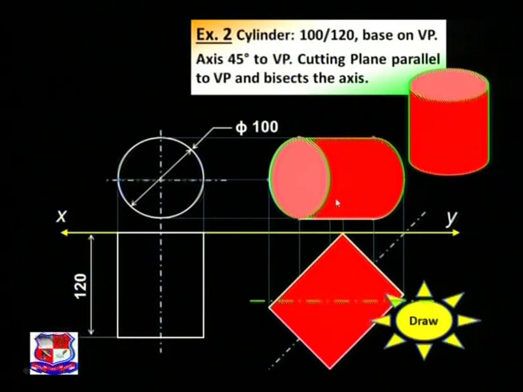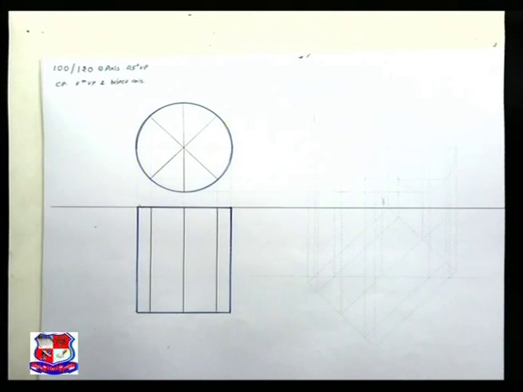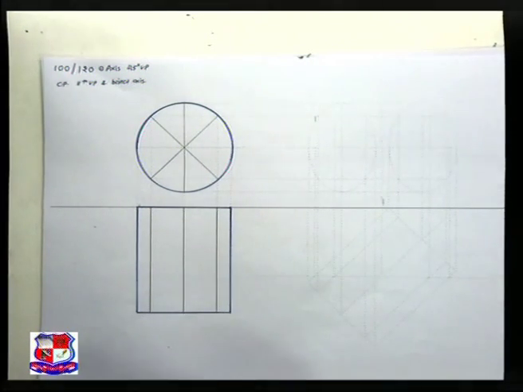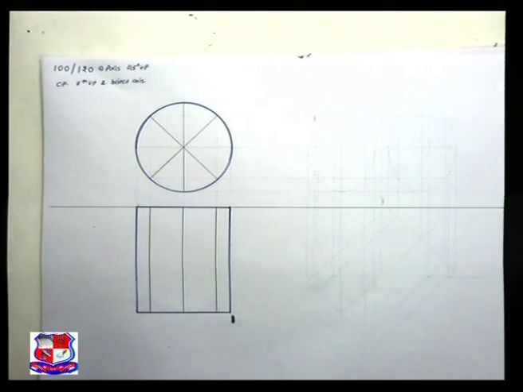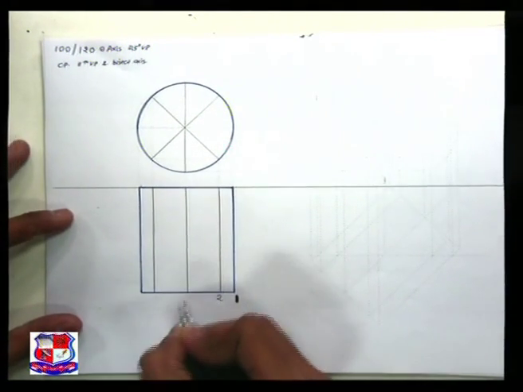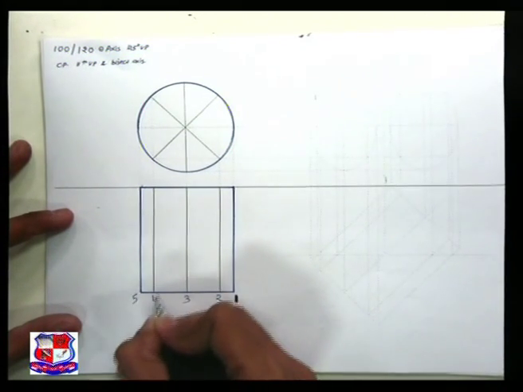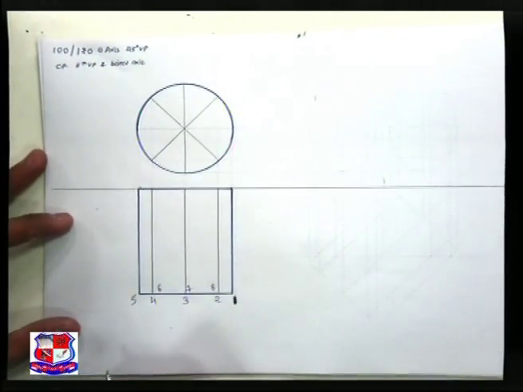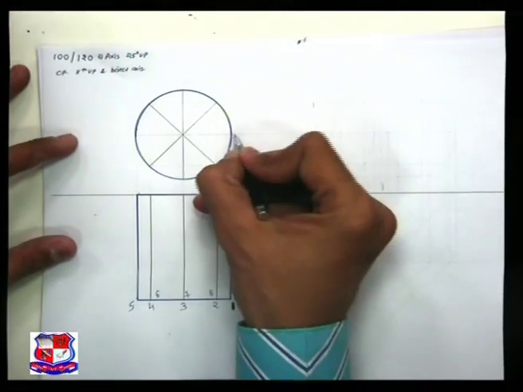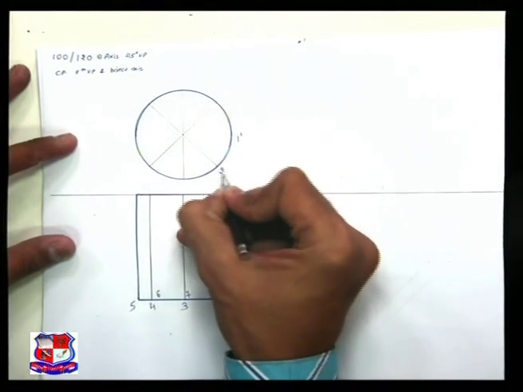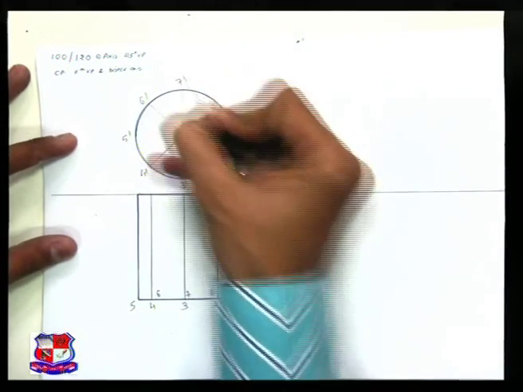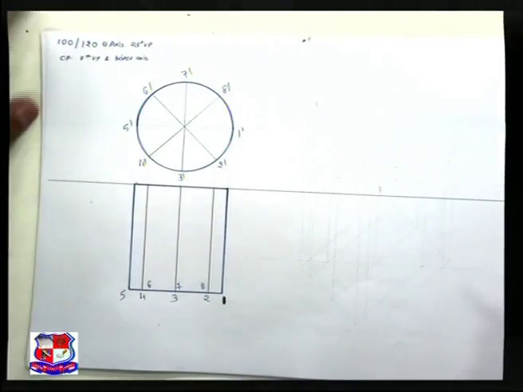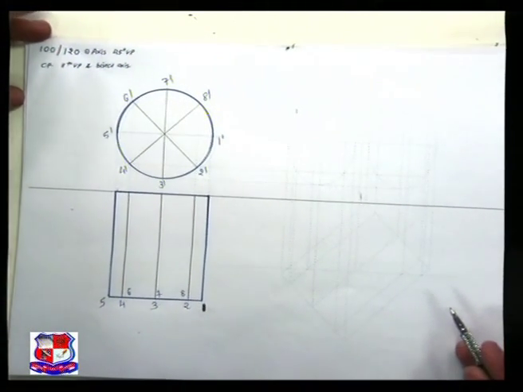So how to draw this solid? Up to this step we have drawn, right? You can name the end points. So here is point number 1, 1, 2, 3, 4, 5, 6, 7 and 8, and as it's a top view, here 1, 2, 3, 4, 5, 6, 7 and 8. Equal division of this circle, that is 8 equal parts are made.